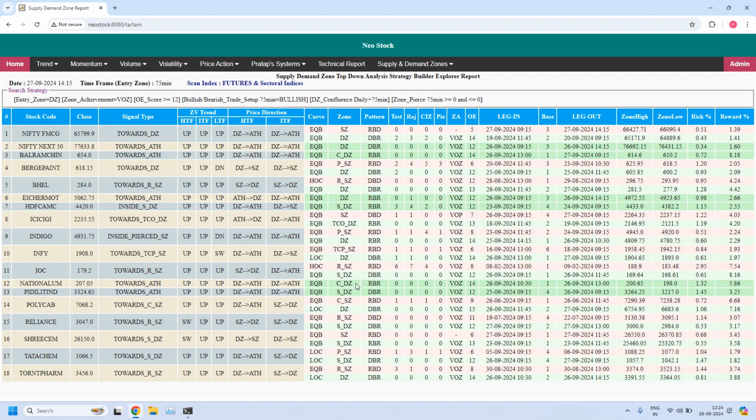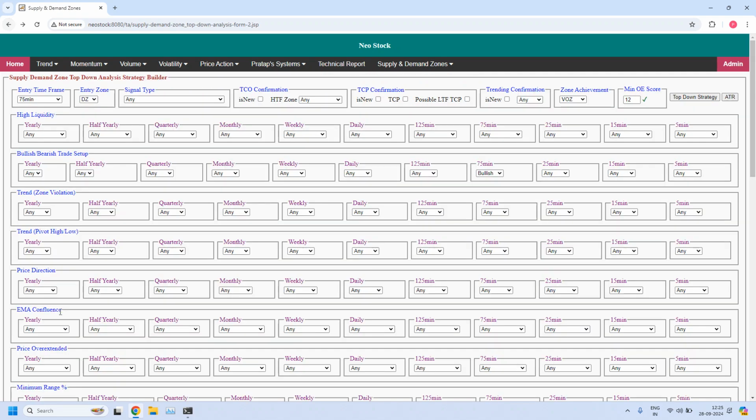Okay, ITF zone confluence, the ITF trend is uptrend in the bullish trade setup. Because ITF time frame is daily, if the daily zone is having daily EMA confluence, it's a high probability setup. So let's verify. So in the EMA confluence at daily time frame, daily demand zone with daily EMA confluence filter I enabled. Let's verify.